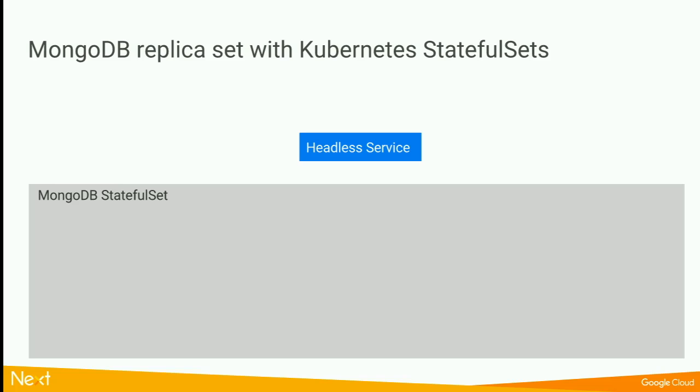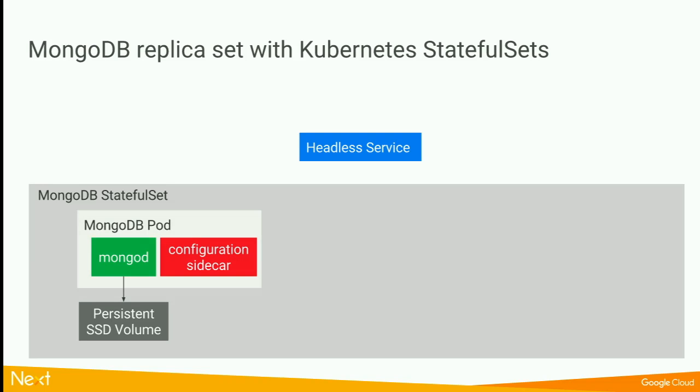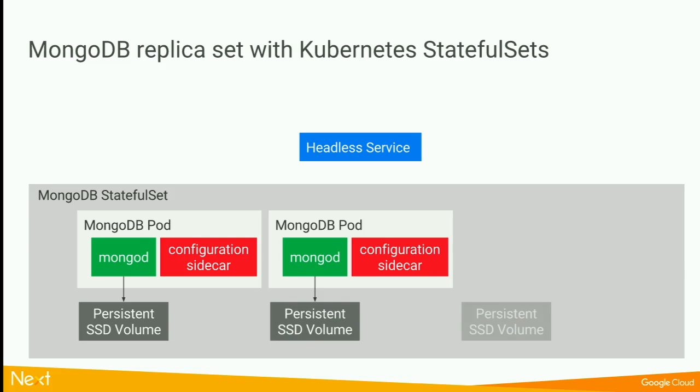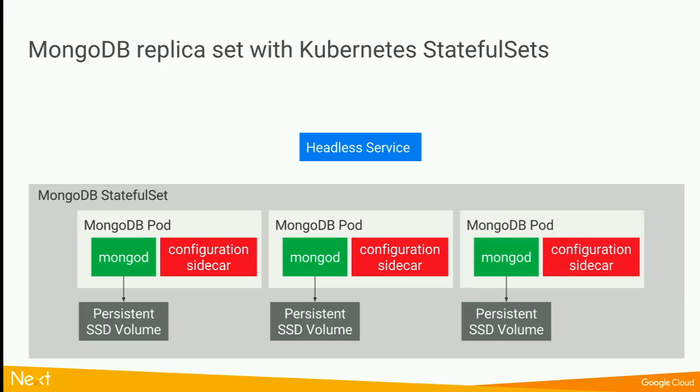So here's our MongoDB stateful set. The first thing it'll do is it'll provision a disk if it's not there already. Then it'll spin up one container. It won't spin up all of them at once. It'll spin up one at a time. And it'll boot up MongoDB. Then it'll do the second one and the third one.